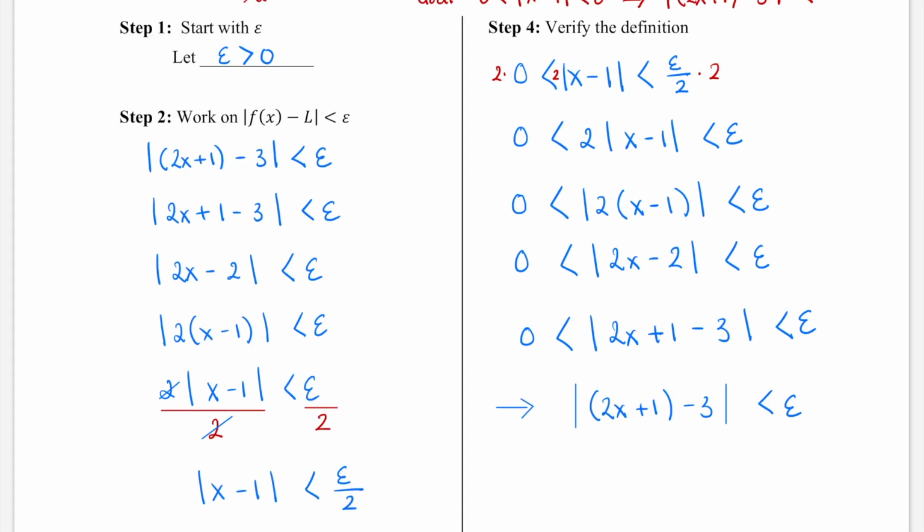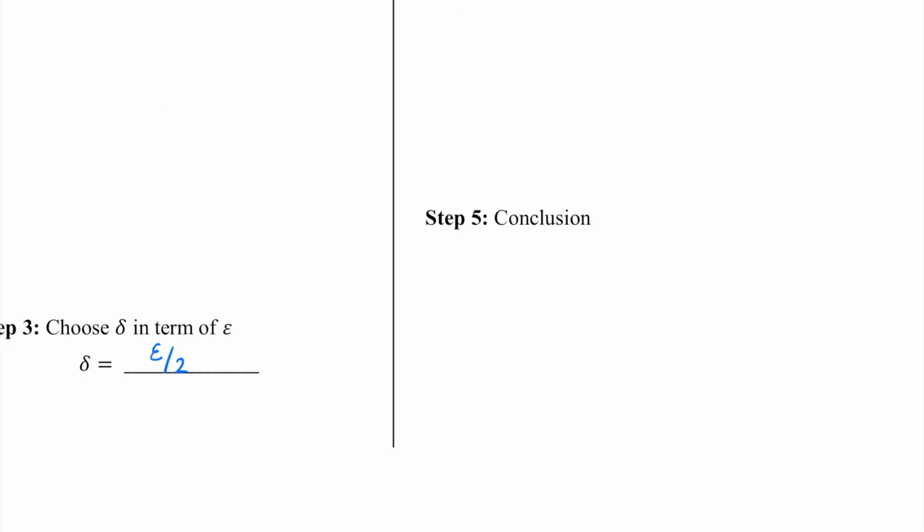So for every epsilon greater than 0, if we choose delta equals epsilon over 2, then whenever x is within delta of 1, the value 2x plus 1 is within epsilon of 3. So we have proven the limit. So let's write our conclusion.